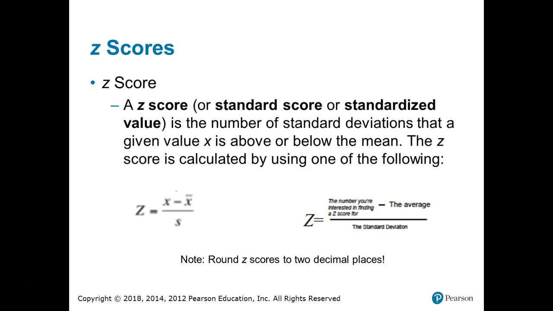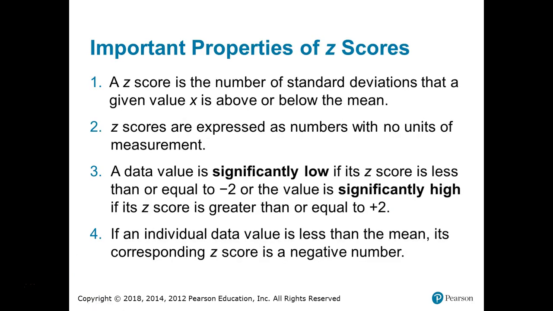If your x value happened to be the mean, then it would be the mean minus the mean, which would be 0. Zero divided by any number would be 0. So clearly an x value equal to the mean would be 0 standard deviations away from the mean. We're getting a little wordy, so let's just move on.